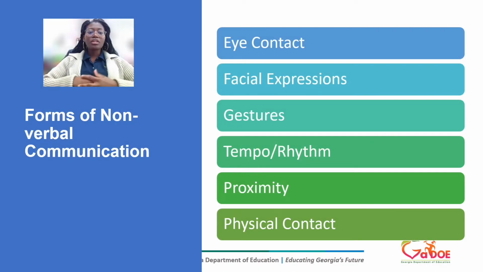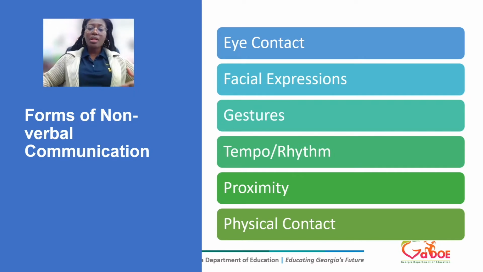So we look at different forms of nonverbal communication, which is eye contact, facial expression, our use of gestures, tempo and rhythm of our movement, proximity, how close, how far, how we use the space, and how we can create those interesting stage pictures that communicate so much about the story, as well as physical contact.